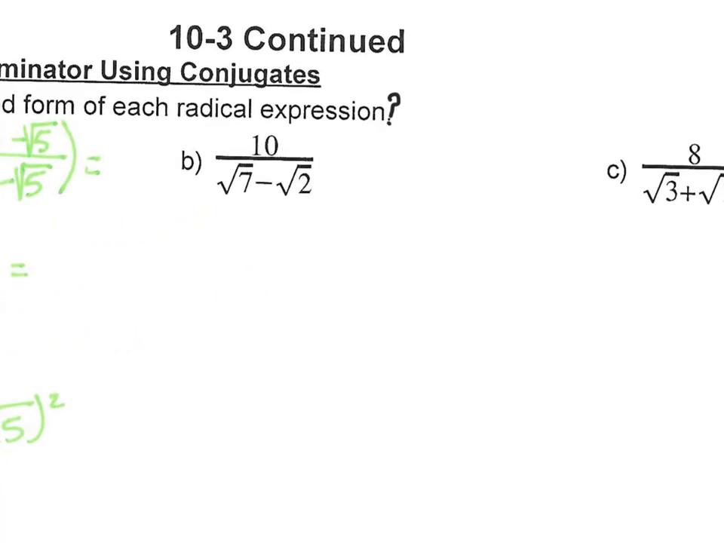since we have two radicals in the denominator, we want to multiply by the conjugate to get rid of those radicals, and the conjugate is going to be the square root of 7 plus the square root of 2. If I multiply the denominator, I must multiply the numerator by the same in order to maintain the value of 1 and to maintain the value of the expression.